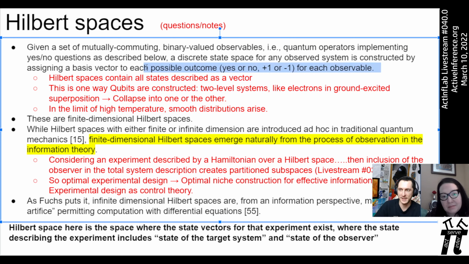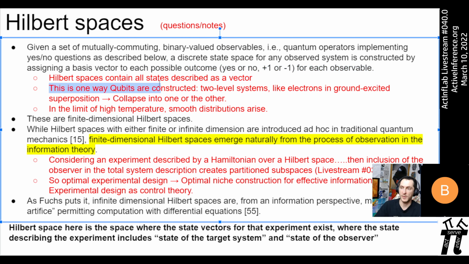The Hilbert spaces contain all states described as a vector, and this is one way that qubits are constructed, by relating two levels of a system, like electrons in a ground or excited superposition, and then the collapse into one or the other bands. And so that's more of an uncertainty to discrete transition. But then in the limit of high temperature, there's a lot of blur or experimental factors that can be modeled as blur that results in a smoother distribution of outcomes.